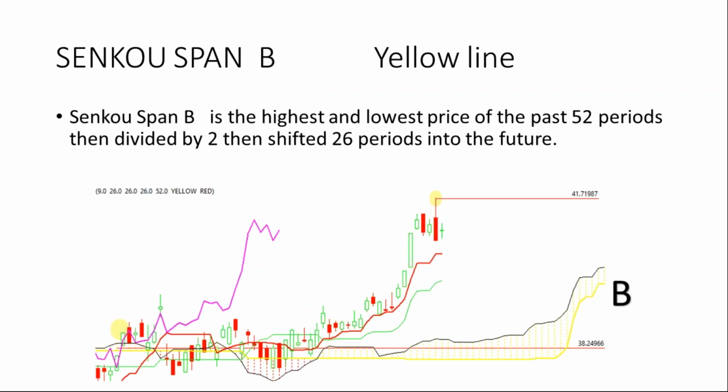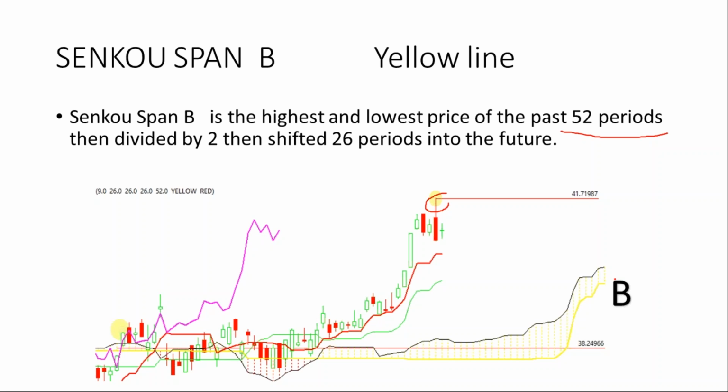So the Senkou span B, this is the most important line in Ichimoku observation. It is the highest and lowest price over the past 52 periods, then divided by 2. So again, the highest price up here, the lowest price way back here 52 periods ago, way down here, and it is divided by 2 and projected forward.